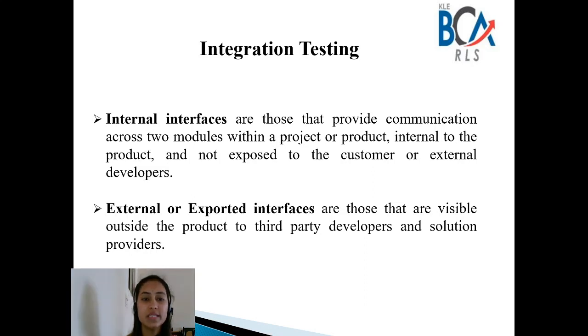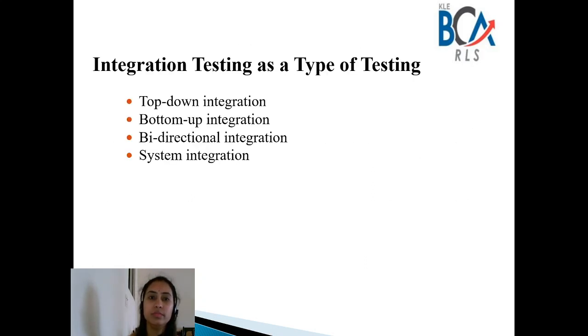So the next one is the external interface. These are visible to the outside. So these are all the interfaces that are visible outside the product to third-party developers or solution providers. So sometimes you have third-party vendors for your application or project. Okay, so these are the interfaces which are viewed by the other vendors or third-party developers.